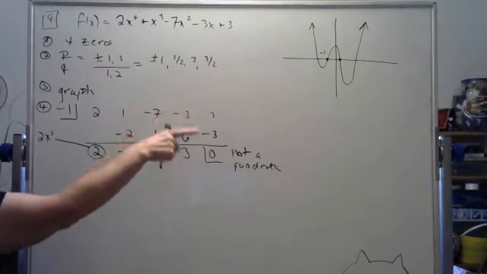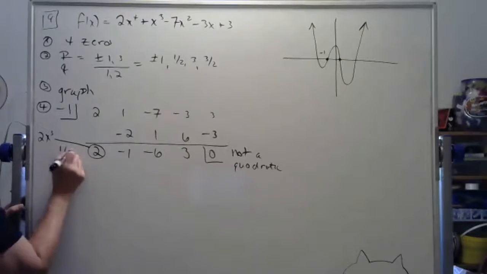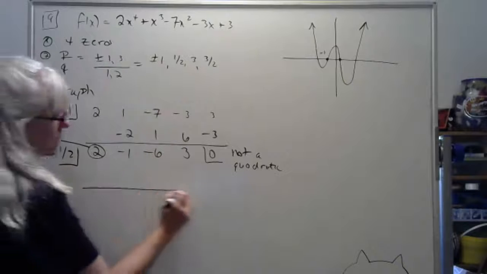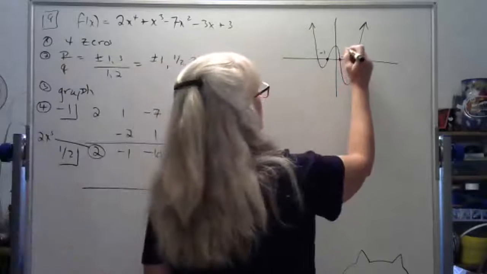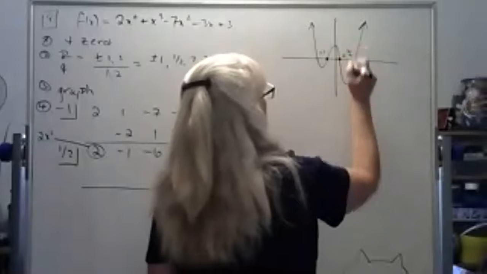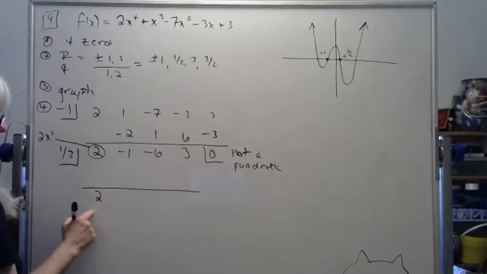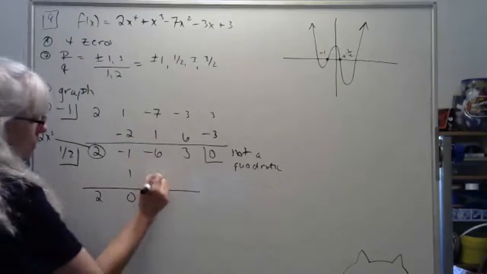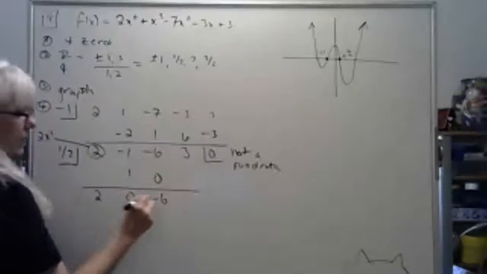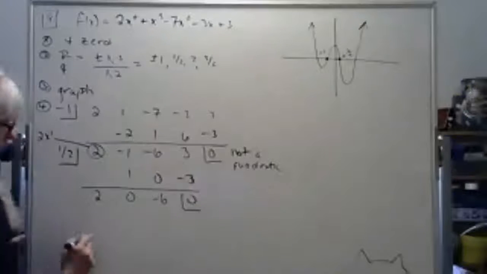I'm going to compare the picture to my list again, and it looks like a positive 1/2 is going to work. So again, comparing the picture to my list, I'm going to go try a 1/2. So I'm saying that this guy right here is a positive 1/2. So another fraction. So we'll bring down the 2. 2 times 1/2 is 1. It gives me my 0. 0 times anything is 0. -6, half of -6 is a -3. Sure enough, we get our 0.